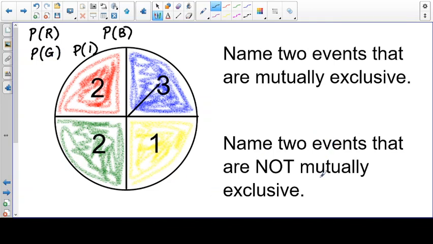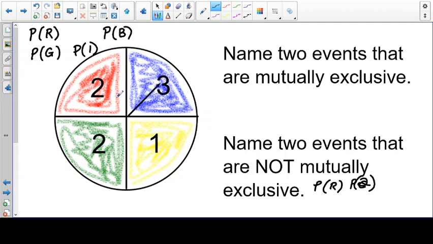Two events that are not mutually exclusive: the probability of getting a red and the probability of getting a 2. They can occur at the same time because from one spin it could land on that section there where it's both a 2 and a red. So those are just examples of what is and what's not mutually exclusive.